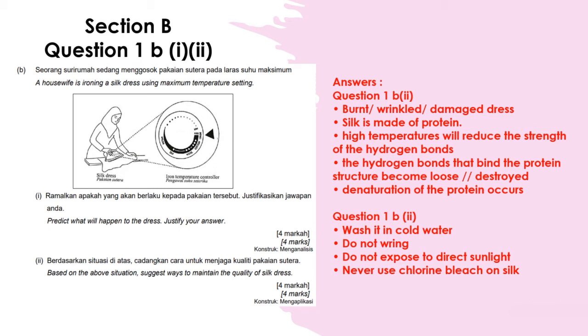When it is a protein, it will be affected by temperature and by pH. So we have to make sure that we don't use hot water, because hot temperature will destroy the chemical bonds between the protein molecules. We also avoid chlorine bleach because of its acidic pH, which will also destroy the protein molecules.